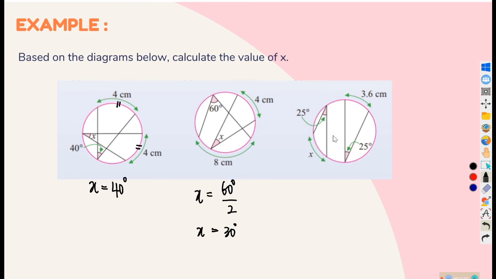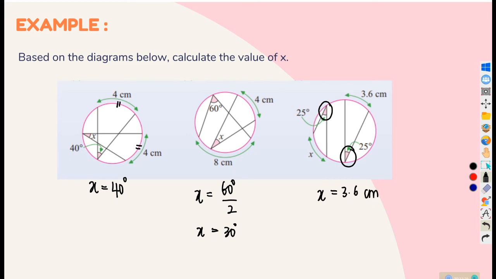And the last one here. As you can see, the angles are the same, 25. So that means the arc length here is also the same. So x here is equal to 3.6 cm.